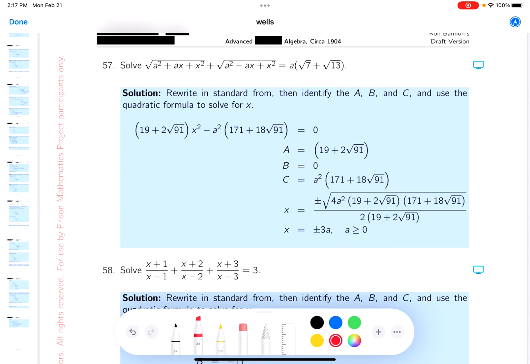Okay, this looks like a tough problem. It's got parameters in it too. Although I did it, and when I did it, I went through the steps of isolating a radical, but it was a radical with a variable in it, squaring both sides, yada yada yada, and eventually came up with this over here.